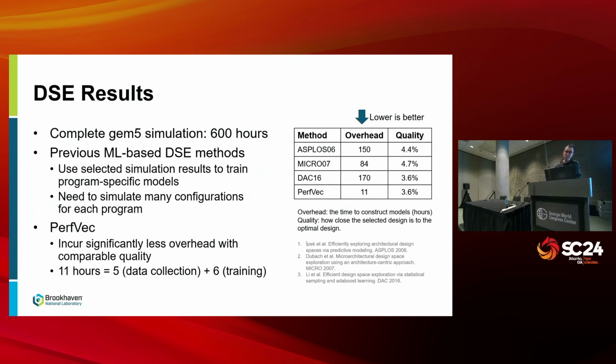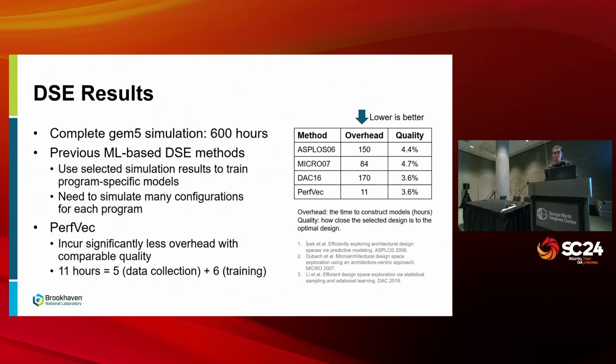So here shows the results of the design space exploration. The first naive solution is to use gem5 to simulate all the combinations of L1 and L2 cache sets. In this small case, it will take 600 hours.